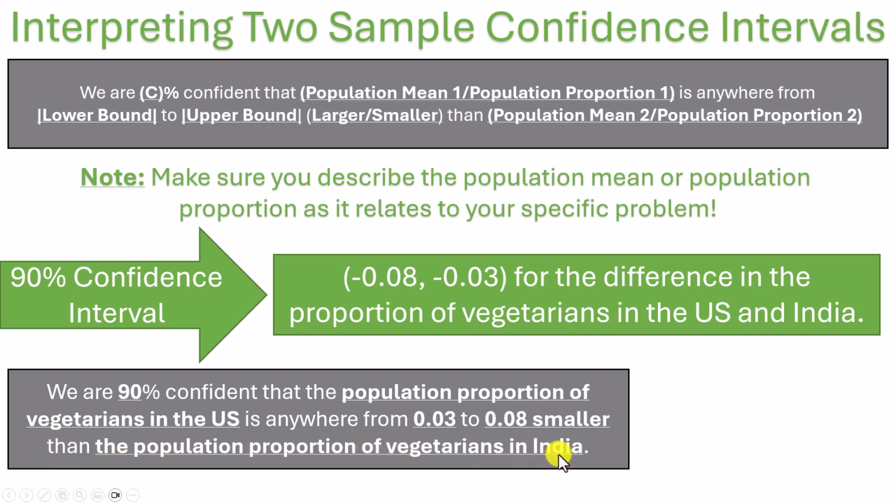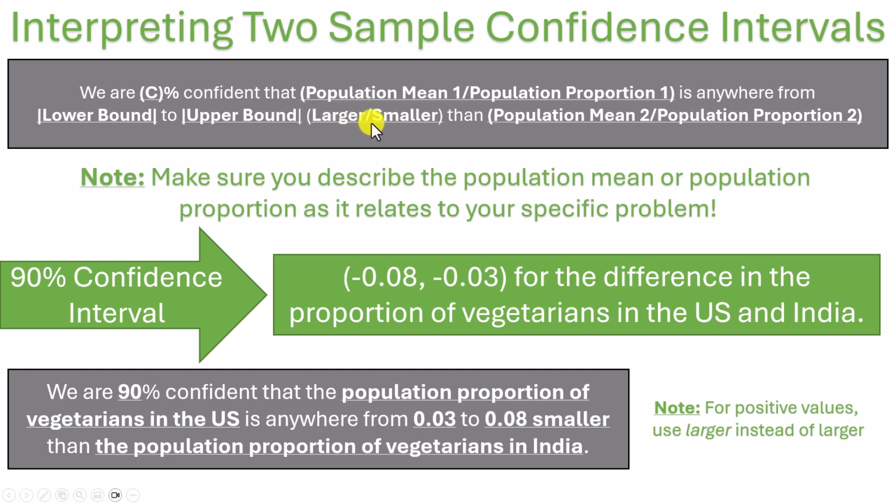So altogether, we don't know for sure what the difference in proportions of vegetarians is in the United States and India, but based on this sample, we're able to say with, let's say, 90% confidence that it's anywhere from 0.03 to 0.08 smaller than in India. Now, of course, if you had positive numbers, then you would use larger instead of smaller, which it says right here. Or you don't always necessarily have to use the words larger or smaller. You can substitute any word that works in the problem to represent this.